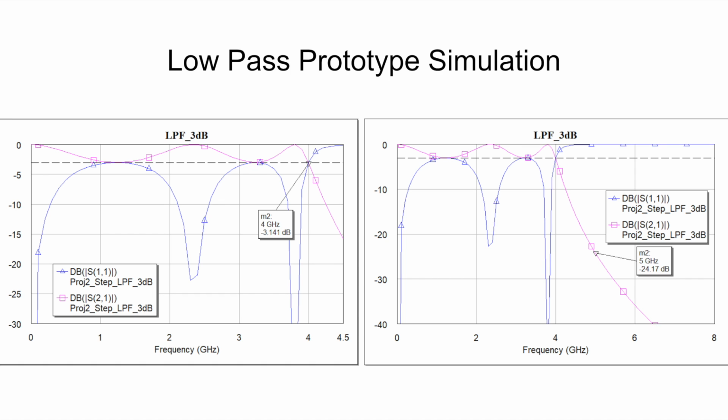The simulation of the low-pass prototype shows a 3 dB ripple in the passband with a corner frequency of 4 GHz, as expected. It also shows an attenuation of negative 24 dB at 5 GHz.